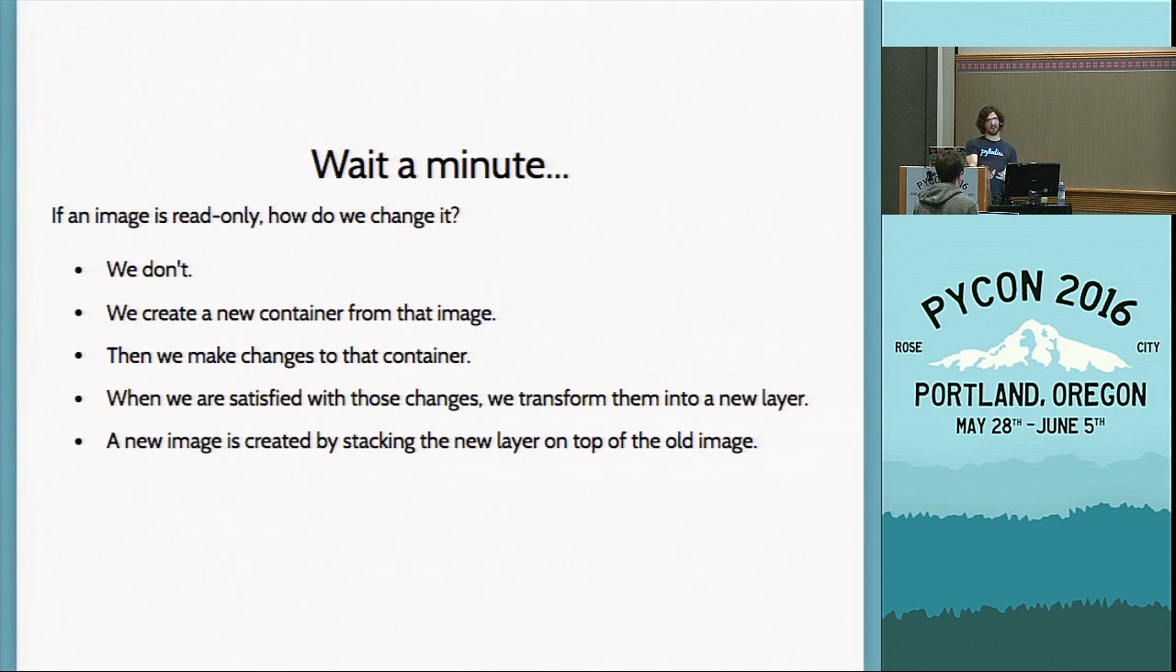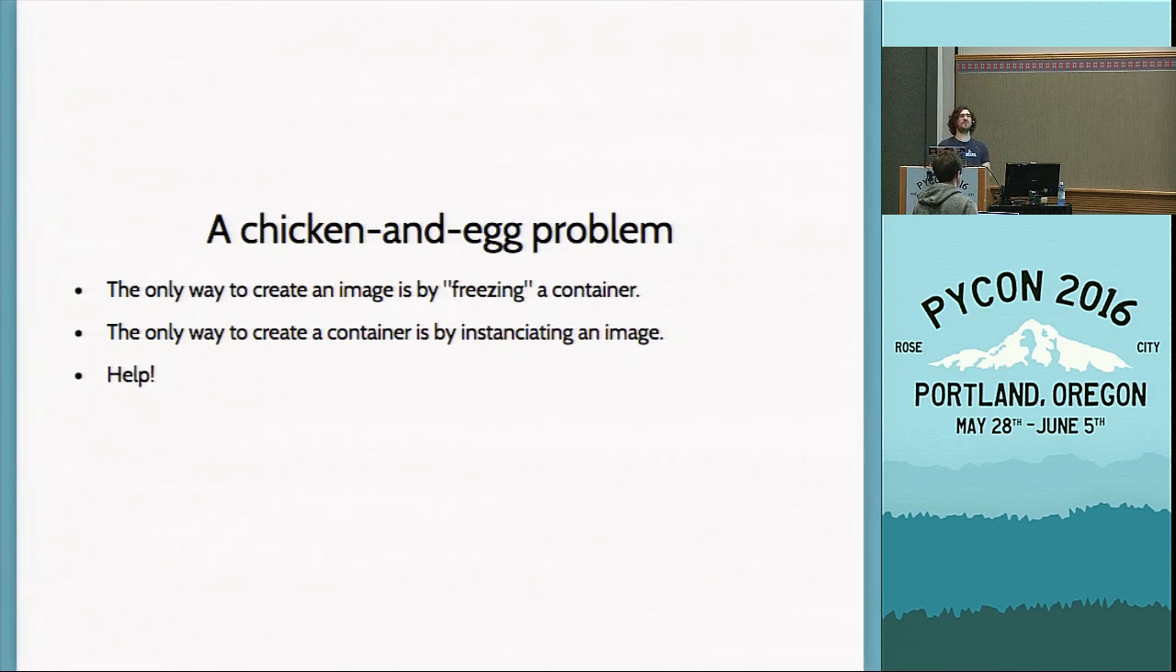So now we have a container. We can change things in that container because it's read-write. We make changes, and when we are done, we are turning this container into a new image. So I have an image, create a container, make changes, and freeze that container into an image. And that's how I get my new image. So the only way to create an image is by freezing a container. But the only way to create a container is by instantiating an image.